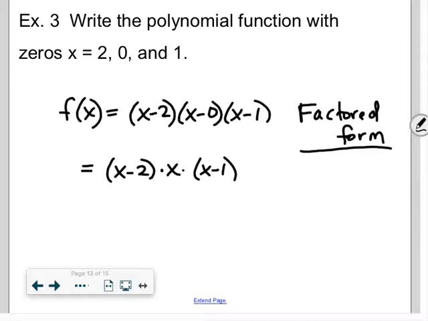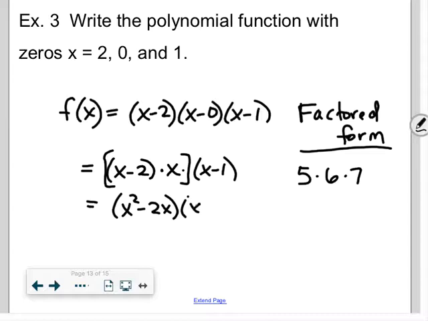And let me ask you a question. If I said to you, I want to do 5 times 6 times 7, would you take 5 times 6 and 5 times 7? No, that's not the distributive property, right? Okay, if I have 5 times 6 times 7, you do 5 times 6, figure it out, and then multiply by 7. So guess what? That's what you're going to do. You're going to take x minus 2 times x, figure it out. That's x squared minus 2x.